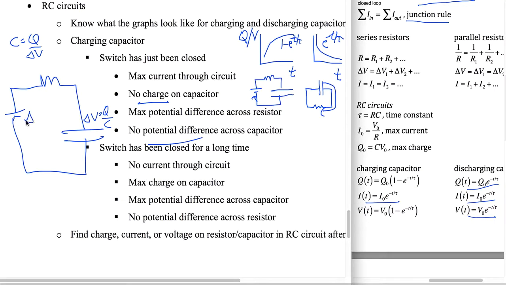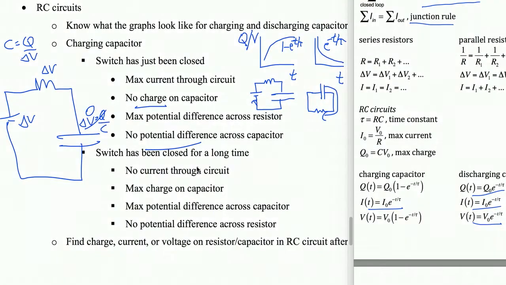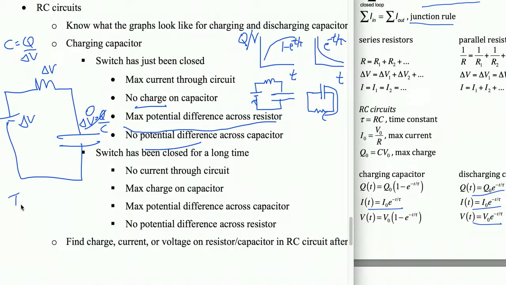So if the voltage across the capacitor is 0, then that means that at the beginning, delta V is all on the resistor. It gets the full potential difference. If there's the maximum potential difference, then there's going to be the maximum current through the circuit, because the current through the resistor is given by delta V over R. So having the maximum potential difference across the resistor means the maximum current that's going to go through that whole circuit.